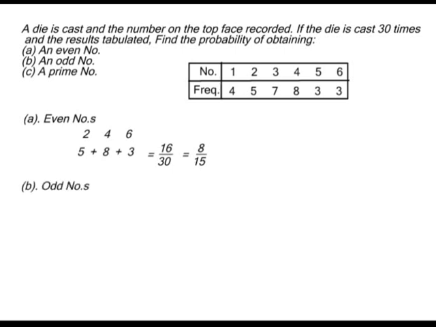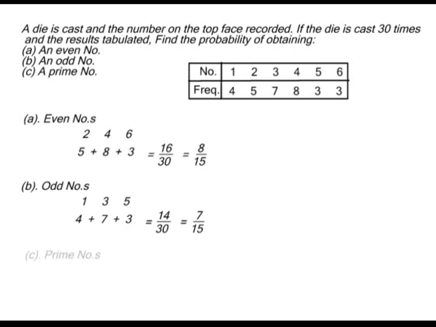B, odd numbers between 1 and 6 are 1, 3, and 5. The frequency of 1 is 4, 3 is 7, and 5 is 3. In total, there are 14 of them. So the probability of obtaining an odd number is 14 over 30, which can be simplified to 7 over 15.